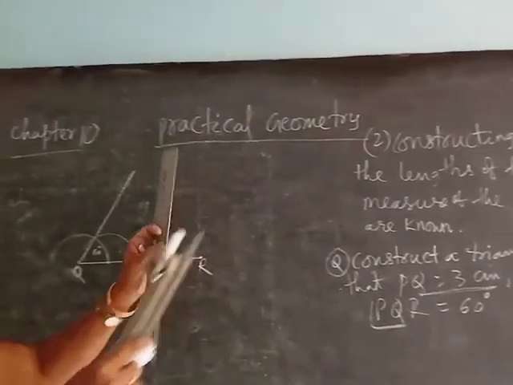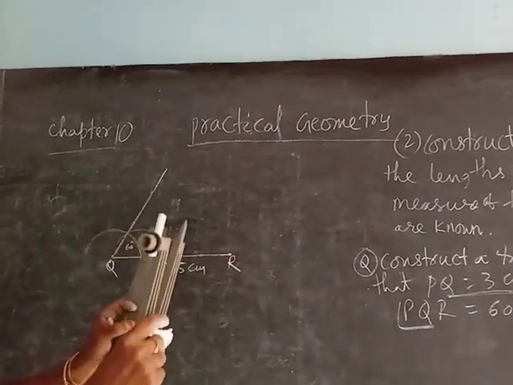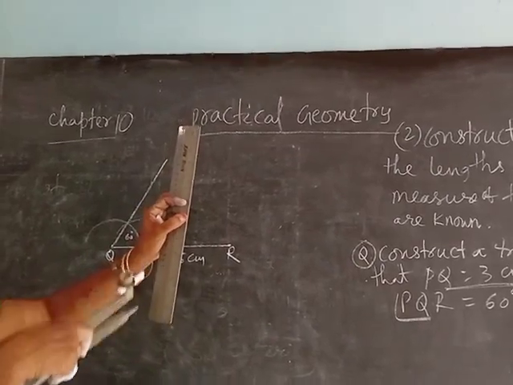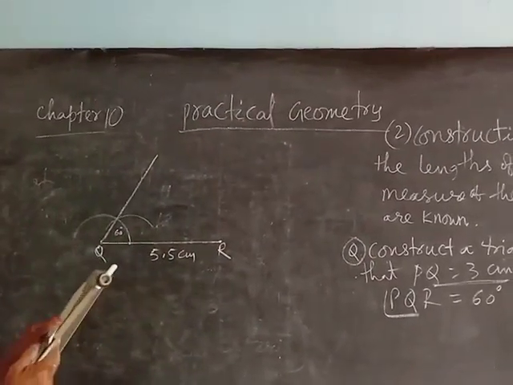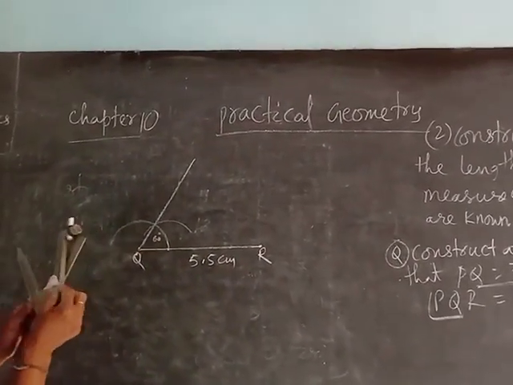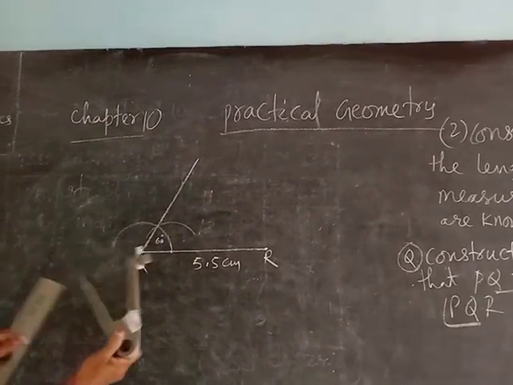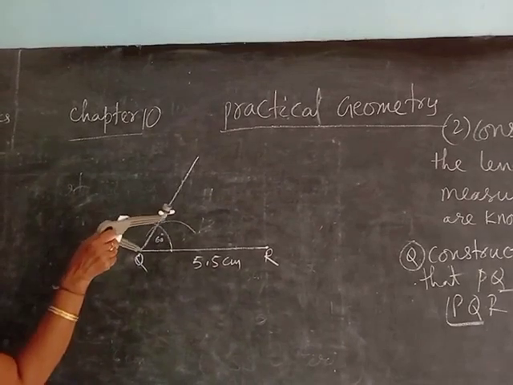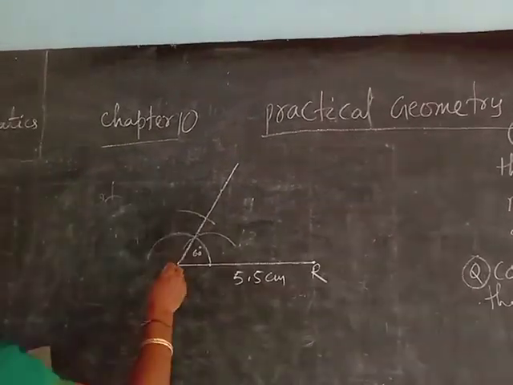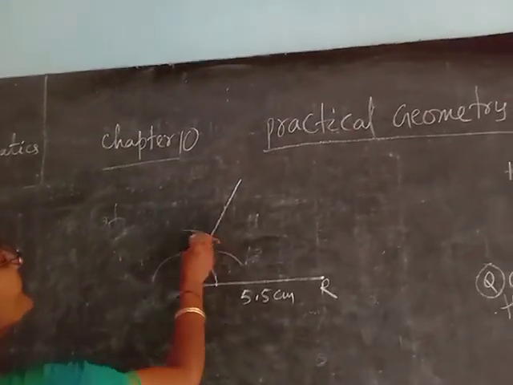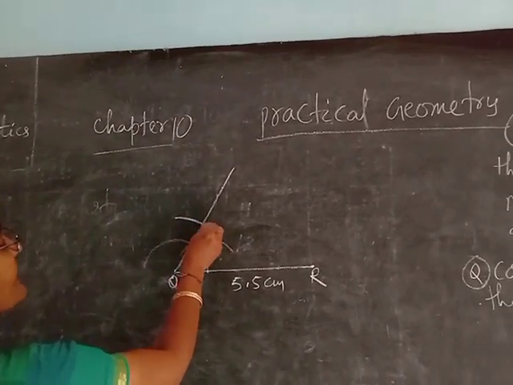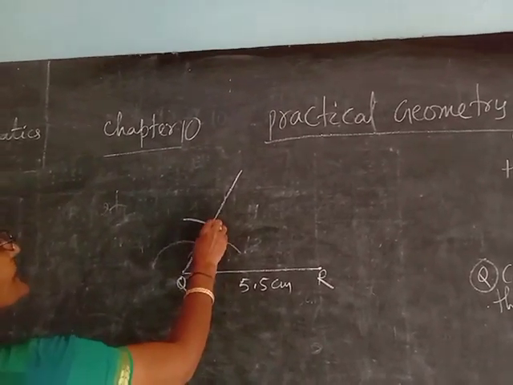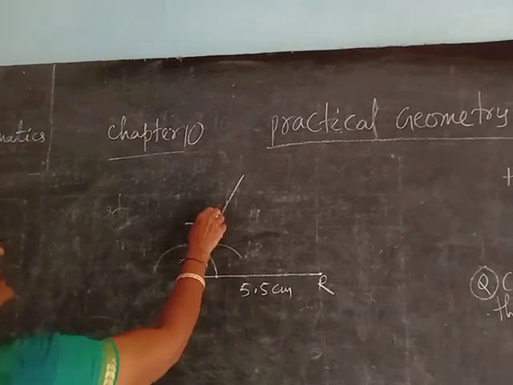Then another thing is there, that is PQ line is 3 centimeter. Then you take your scale and your compass and you measure 3 centimeter. Then suppose this is 3 centimeter. Then you draw on this line. From Q you put the point here and draw 3 centimeter, and a 3 centimeter arc came, and these 2 lines are intersecting at this point. This point you write as P.